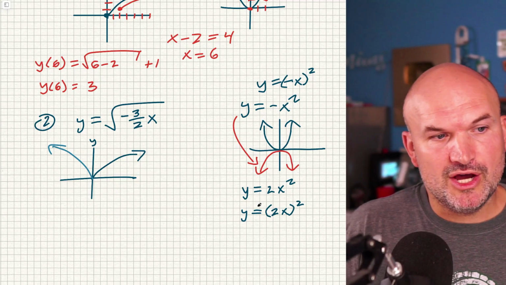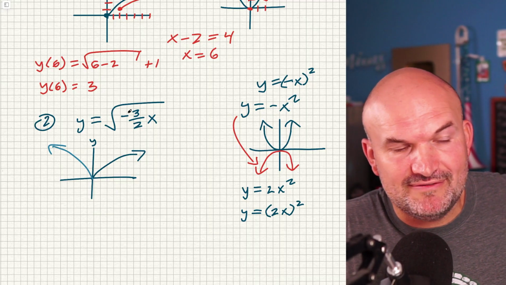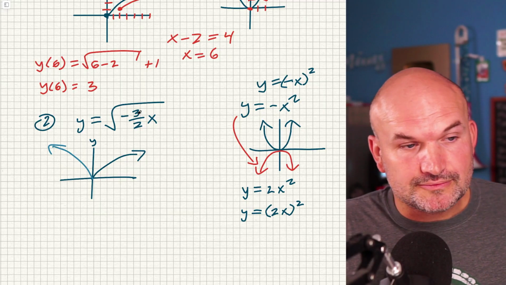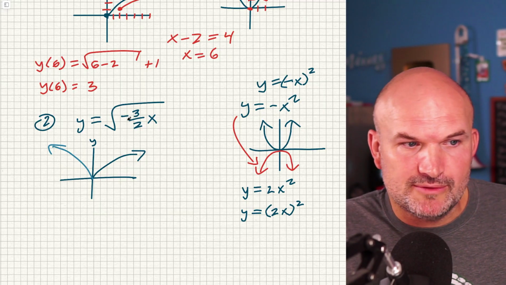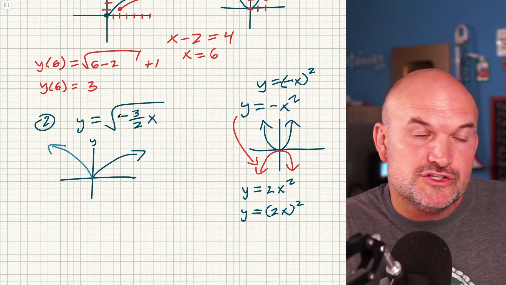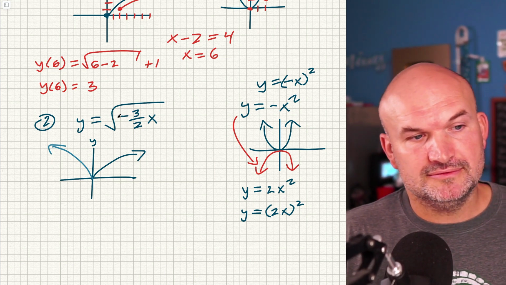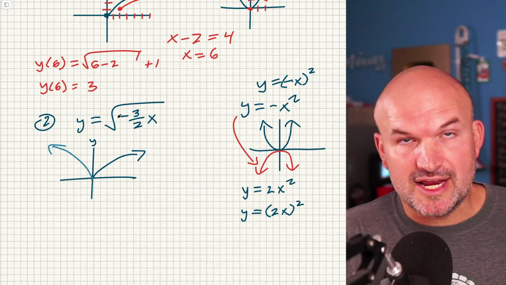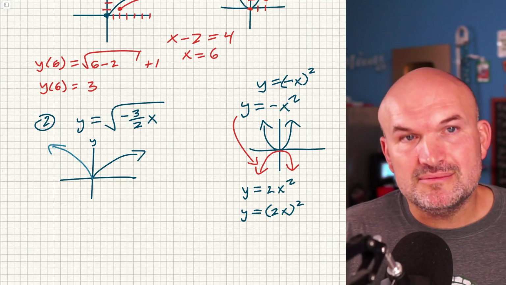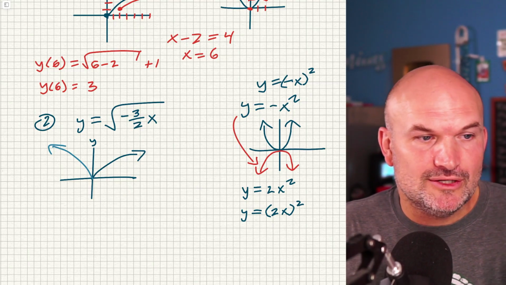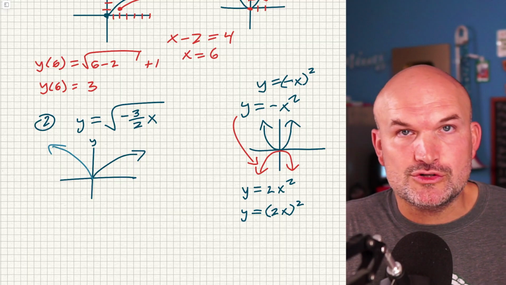So it's really important. In this case, I know I have a negative. That's going to be my reflection. And then 3/2 can be written as 1.5, right? So I know that's larger than 1. So I'm not going to say it's a vertical stretch, but we're going to call this a horizontal compression. But again, here comes this table of values, right? I need to be able to identify a number I can take the square root of.